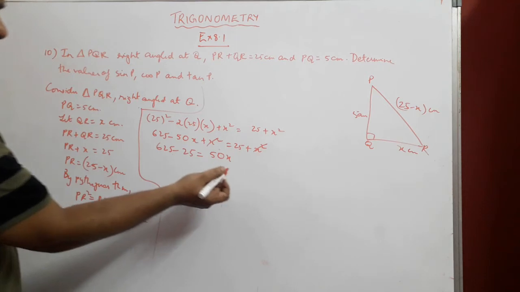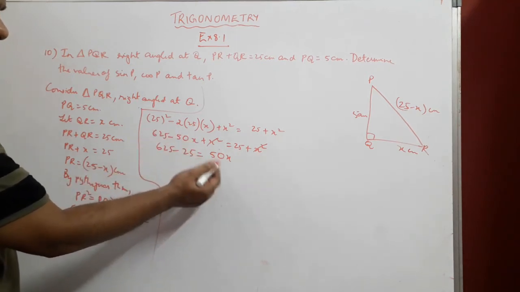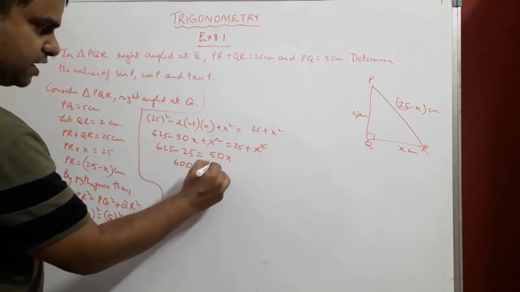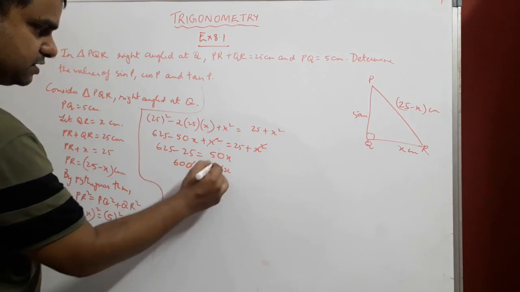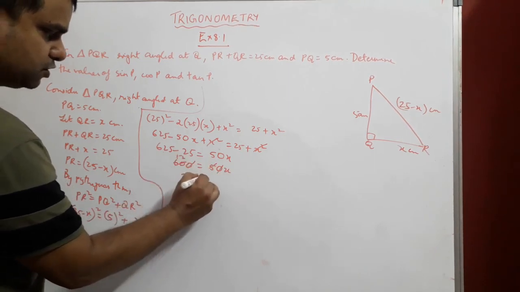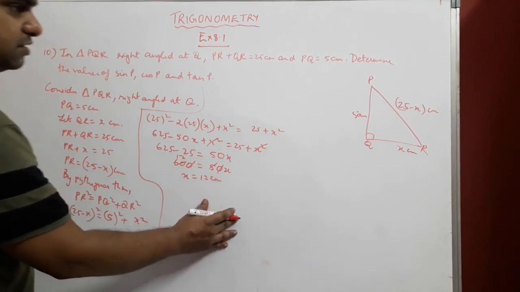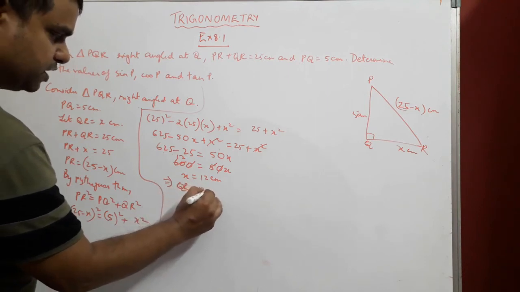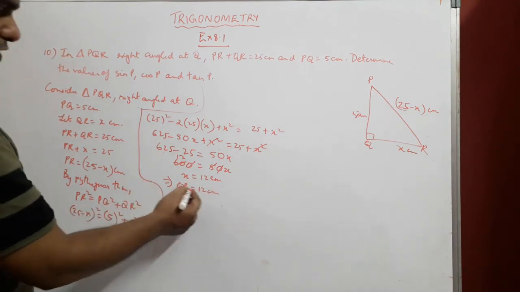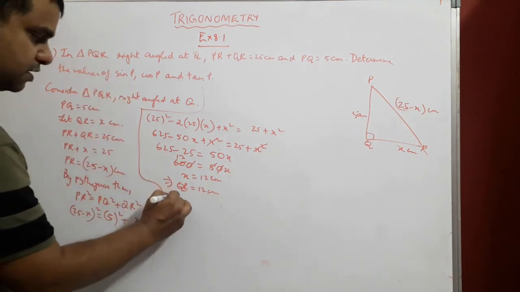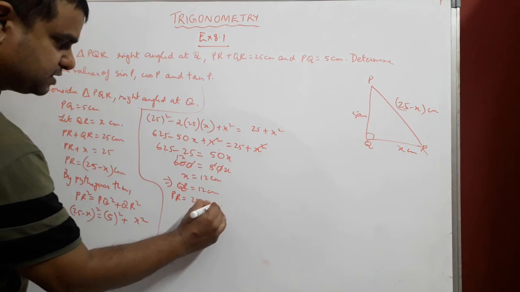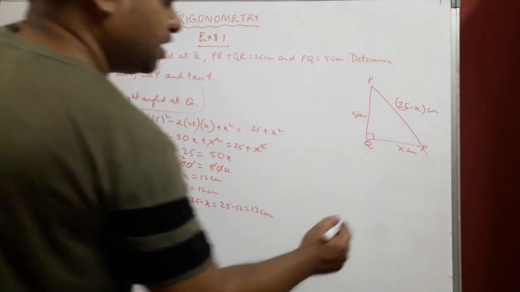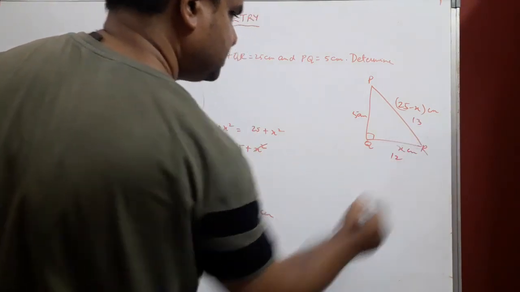So the signs change as they cross over to the other side of the equal to sign. 625 minus 25 gives us 600, and this will be 50X. 0 0 cancel, 5 12s are 60. We get X equal to 12 centimeters. So that implies that QR is equal to 12 centimeters. Now that we have got QR, we can find out what is PR. PR was 25 minus X, which means 25 minus 12, that gives us 13 centimeters. Now we have this as 12 and this as 13 centimeters.